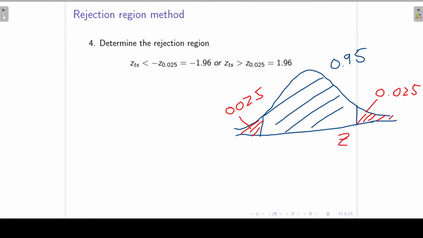So we want to find the critical Z value, Z 0.025, and that is equal to 1.96. And of course, because the normal distribution is symmetrical, the critical value to the left will just be minus 1.96. So the red areas will be my rejection region, and the blue area will be my acceptance region.